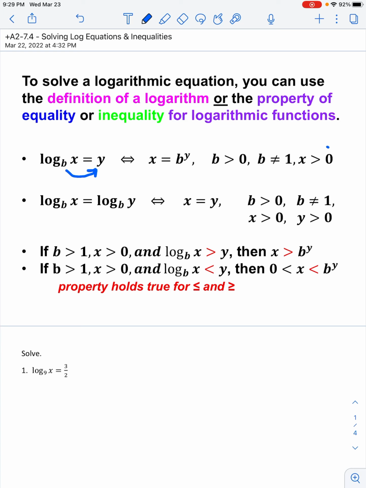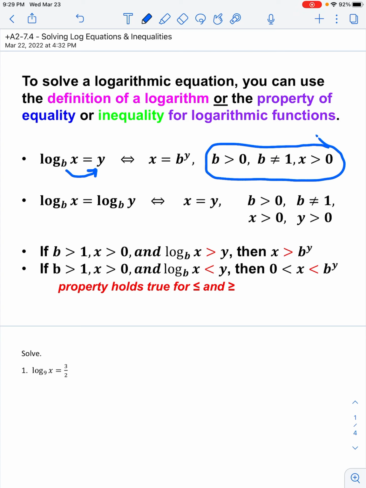By the way, the restrictions are the same restrictions we've seen before on logarithms. The base always must be positive. It can't be 1 because then it would no longer be logarithmic, and the argument must be positive. And as we're going to see when we solve inequalities, that will be something of significance.